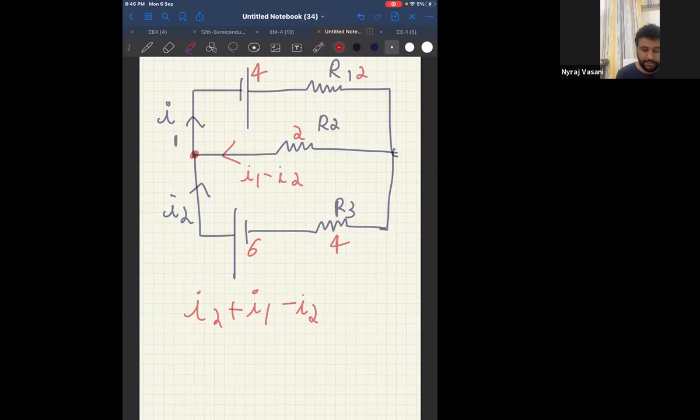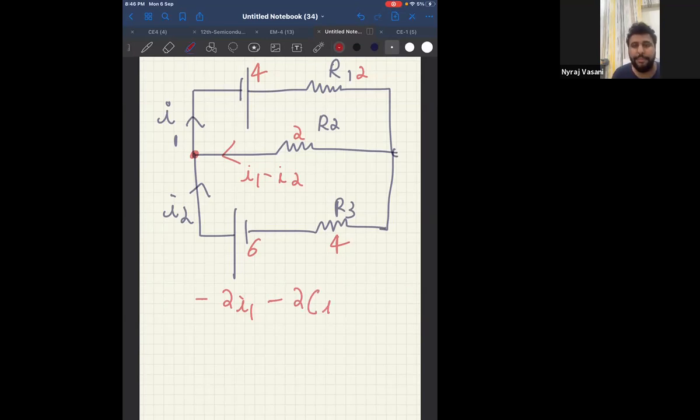Now let me take this loop 1, the upper loop. I will take it as my loop 1. And if I apply KVL to this loop, I will get minus 2I1, minus 2, correct? Minus 2I1.